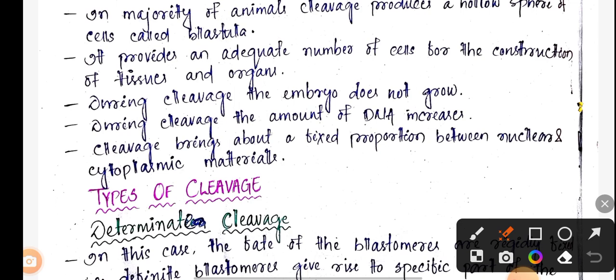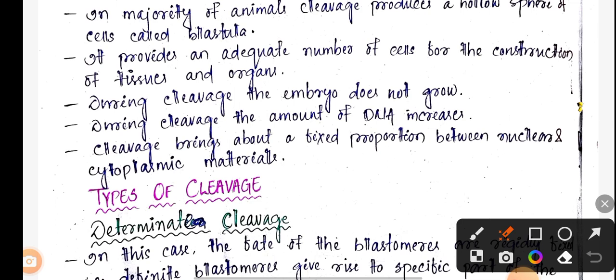During cleavage, the amount of DNA increases. Cleavage brings about a fixed proportion between nuclear and cytoplasmic materials.